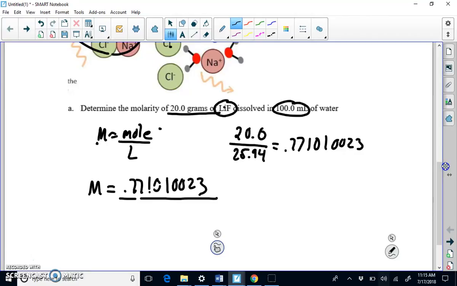Okay. Now, we got to do liters. They gave us milliliters. Converting, you got to memorize this. You're going to have to do this conversion so many times. Converting milliliters to liters, move the decimal place 3 places to the left. So 0.1.